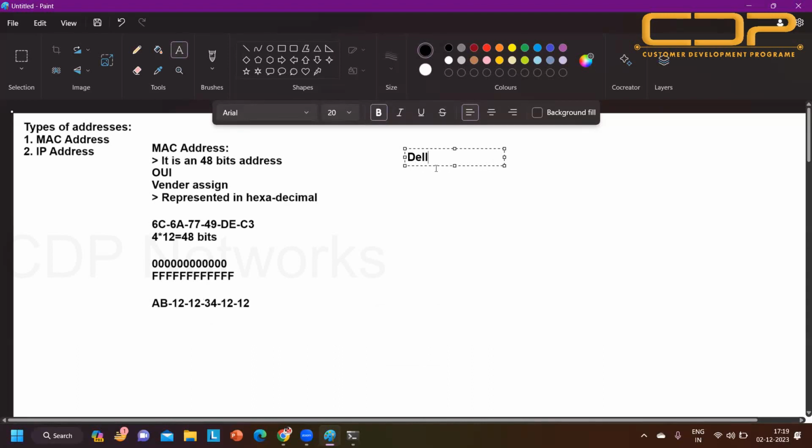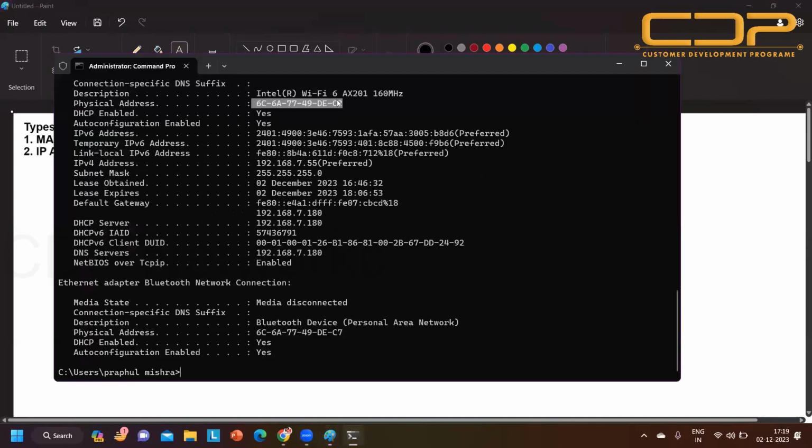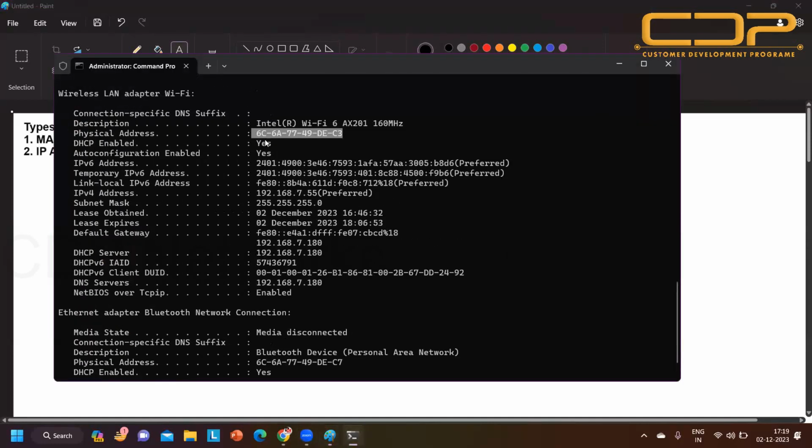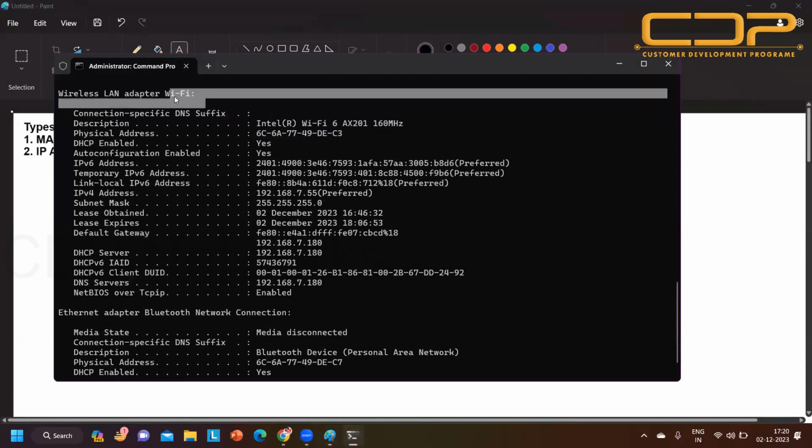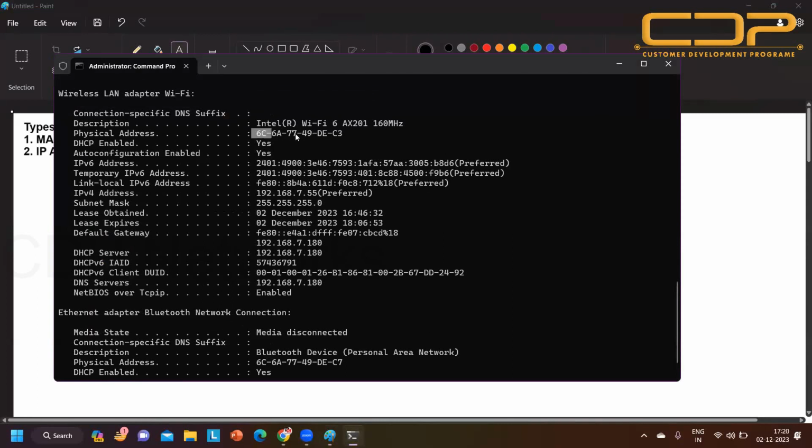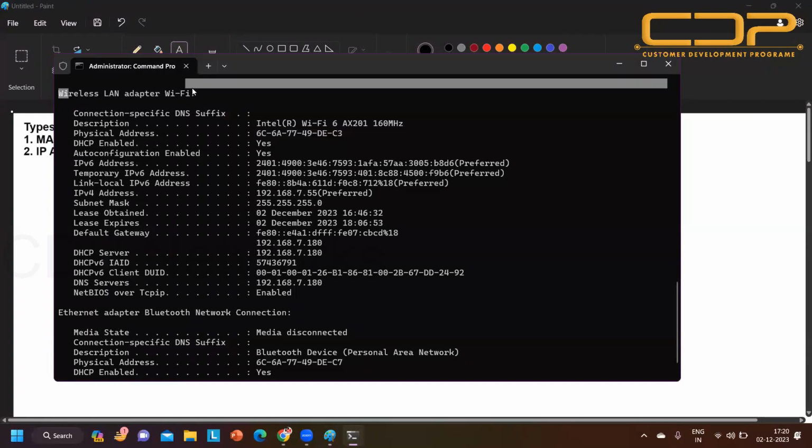Okay, so if Dell is manufacturing a laptop, they need to put a NIC card, and inside the NIC card they need to hard code a MAC address. You can see this is the permanent MAC address on my wireless LAN adapter. This MAC address is hard coded by the company. This is a Lenovo laptop, so Lenovo has hard coded this MAC address on my wireless LAN adapter.